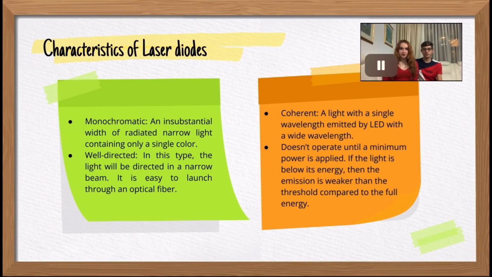Characteristics of a laser diode. Monochromatic, an insubstantial width of radiated narrow light containing only a single color. Well directed. In this type, the light will be directed in a narrow beam. It is easy to be launched through an optical fiber.